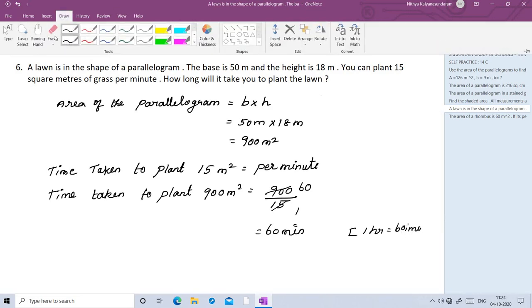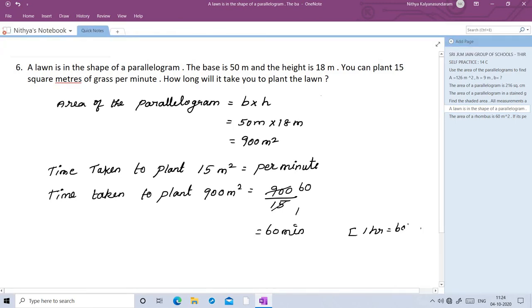We know very well that 1 hour is equal to 60 minutes. So 60 minutes is equal to 1 hour. So the time taken to plant 900 square meters is 1 hour. Therefore, the answer: time taken to plant 900 square meters is 1 hour.